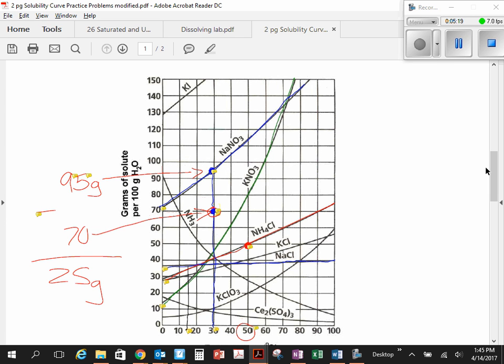So let's say I added in 110 grams. That extra 15 grams will be at the bottom. But if I heat it up at least to 50 degrees, then that stuff is saturated, because it's still on the line. It's either saturated or unsaturated. But once I cool it back down, then it's holding more than it should.